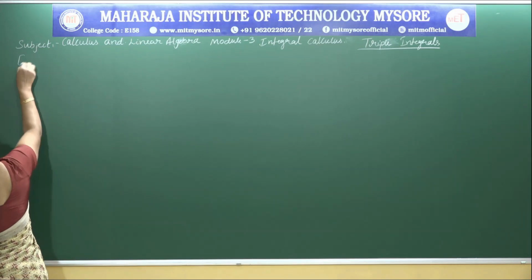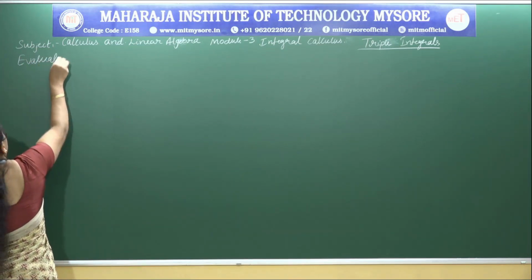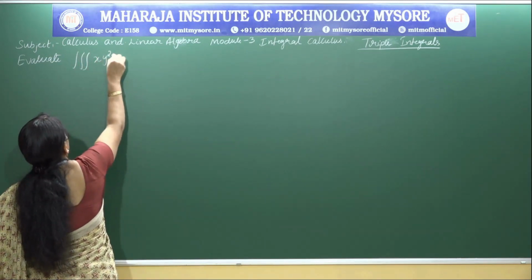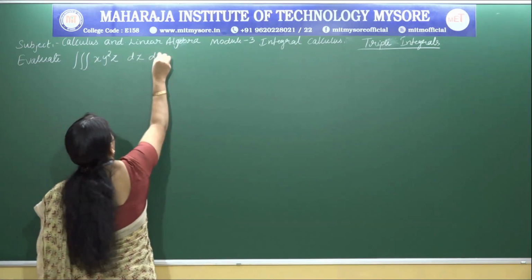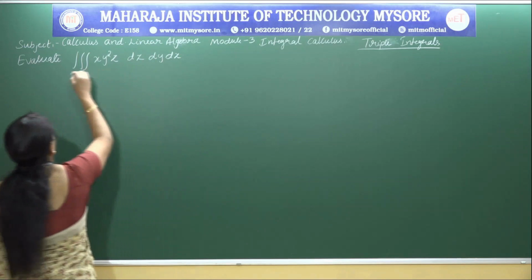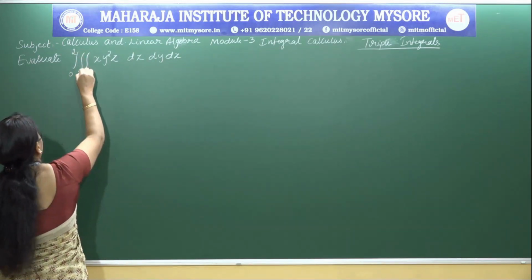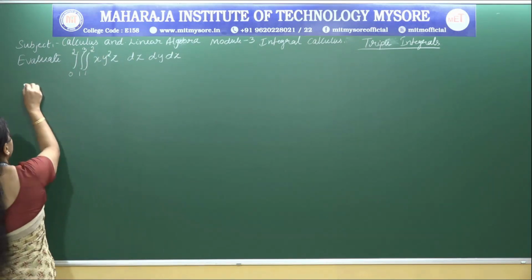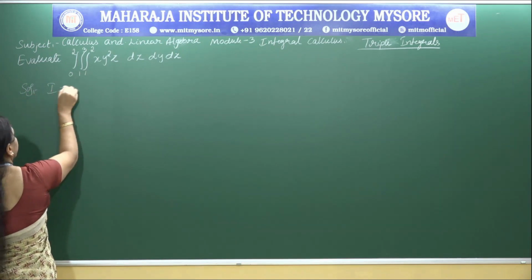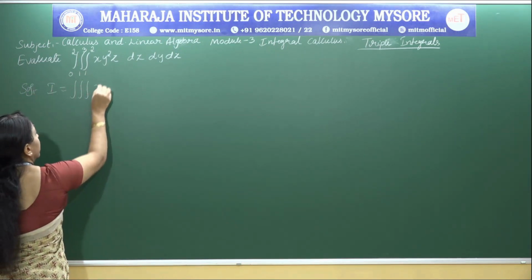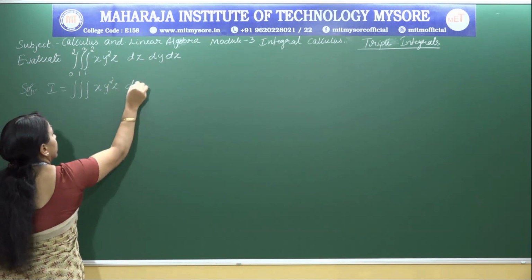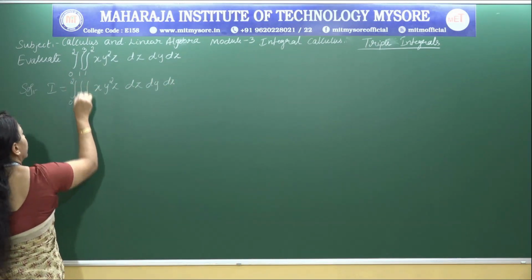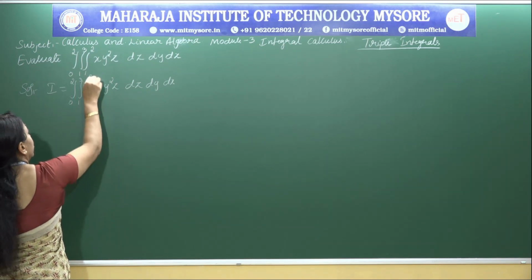Evaluate the triple integral of x y square z dz dy dx between the limits 0 to 2, 1 to 3 and 1 to 2. So consider the given integral as I. I is the triple integral of x y square z dz dy dx between the limits 0 to 2, 1 to 3 and 1 to 2.